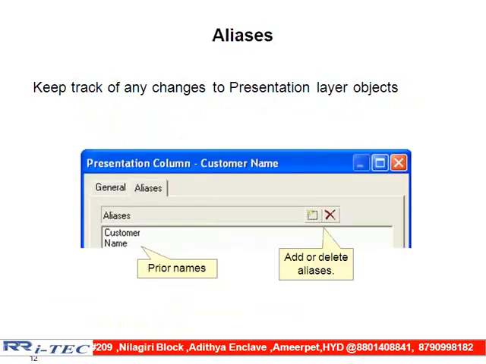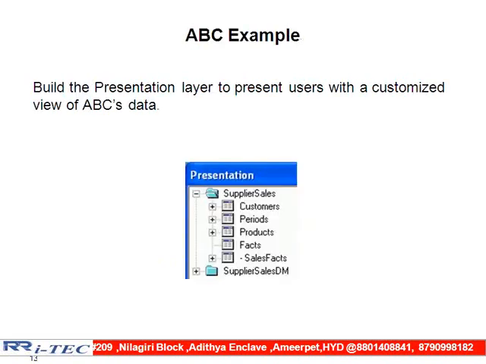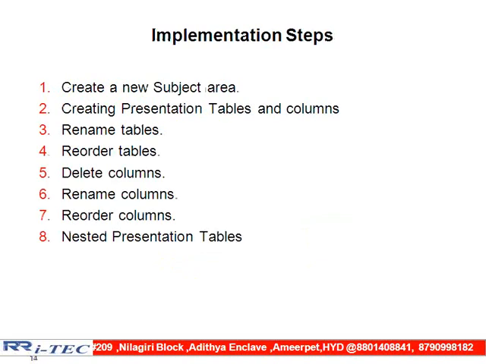Next, aliases. Aliases means, as I just explained, if you rename a column, it is automatically registered in the aliases. Next, the ABC example. In the ABC example, these are the steps we are going to implement. First, create a new subject area. Second, create presentation tables and columns. Then rename tables, reorder tables, delete columns, rename columns, reorder columns, and nested presentation tables. Out of these 8 points, is anything new, or do you know everything? Everything we know, right?